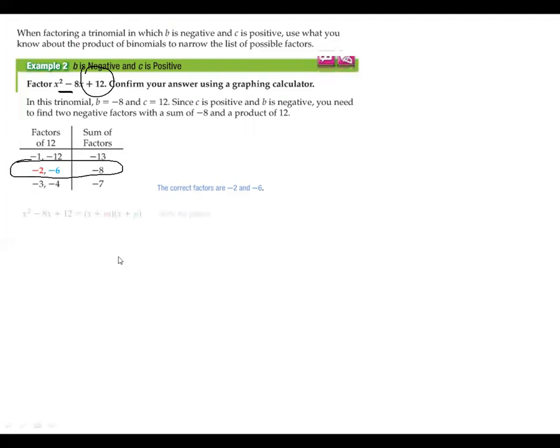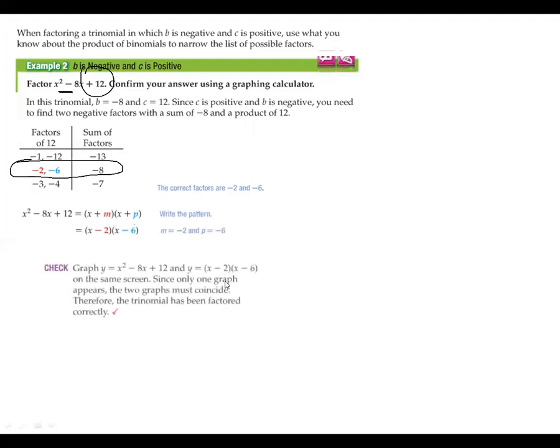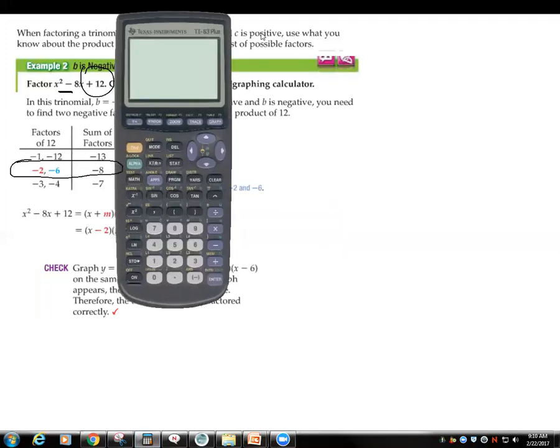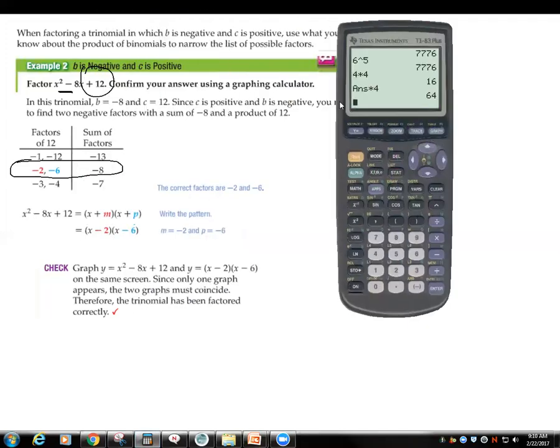So what that would look like is x minus 2 times x minus 6. And what you do on your graphing calculator is you graph both answers. You graph the original equation and you graph the factored form. And both graphs should overlap.